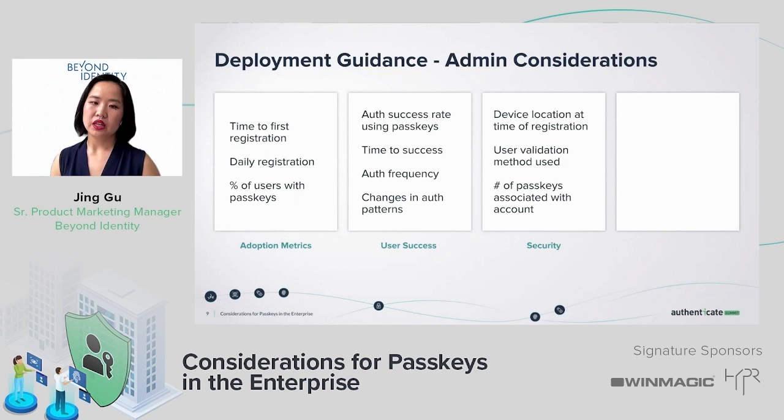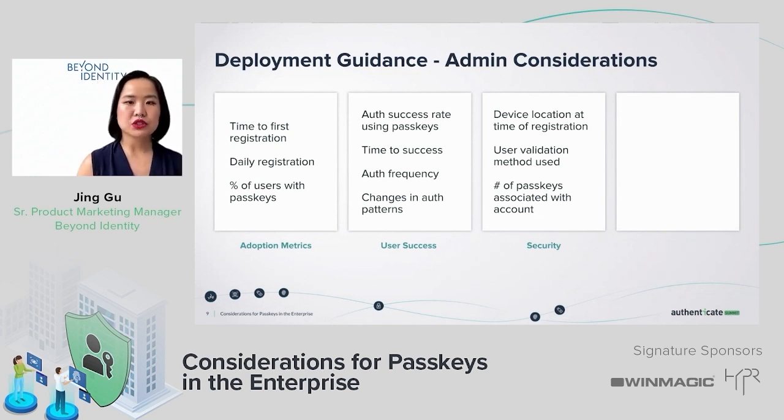The third category is security. So some metrics to look at here include device location at time of registration, and is that where you expect that device to be? And if you choose to have additional user validation methods for initial registration, what are the methods that were used, and is that expected? And last but not least, how many passkeys are associated with each account? Generally, the number of passkeys with a user account should be pretty close to the number of devices that a user has. If you use an Android phone with a Windows laptop, you might expect to see 2-3 passkeys.